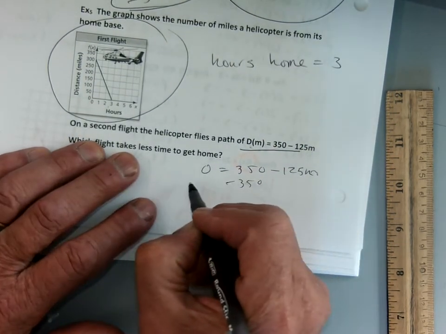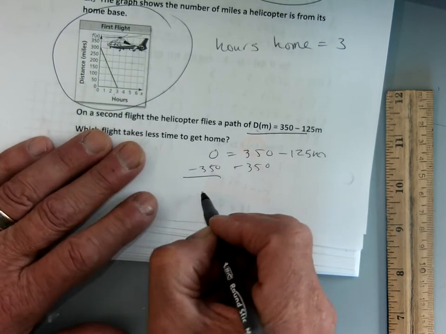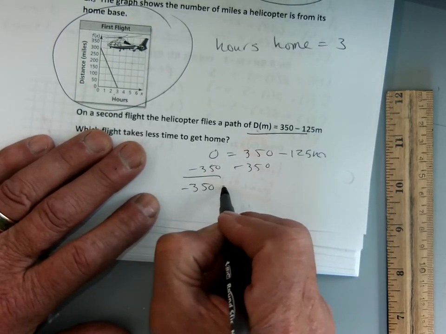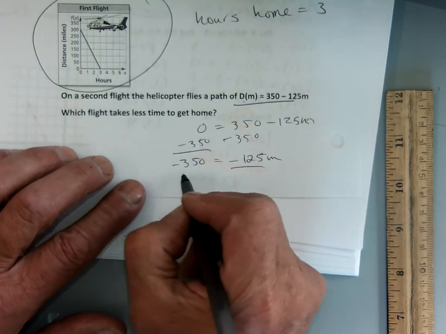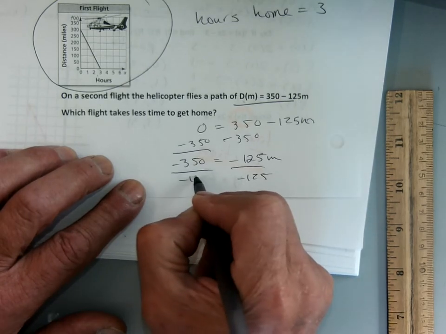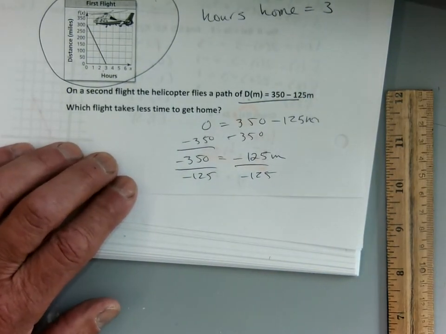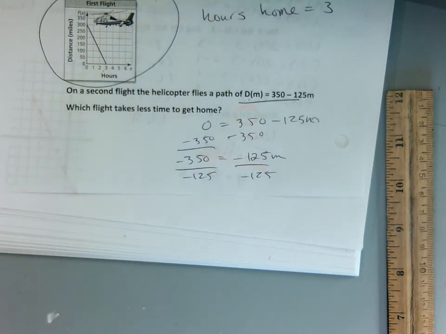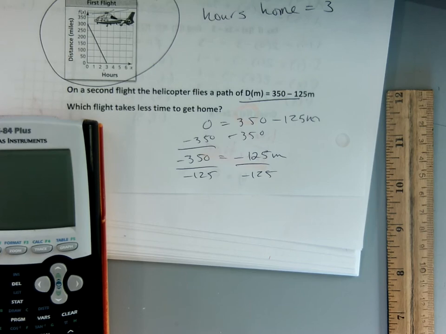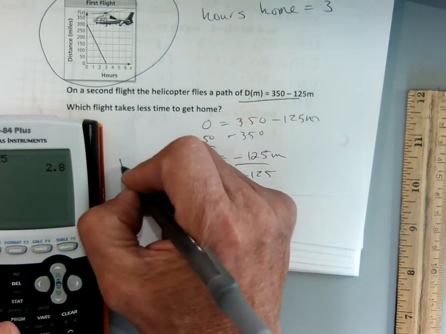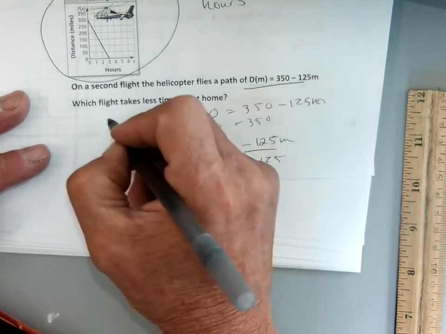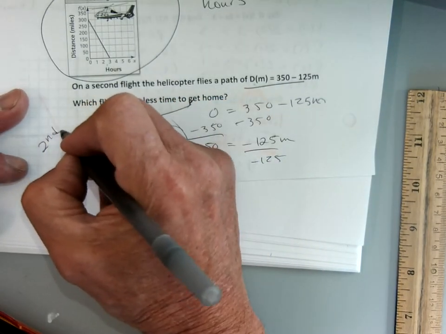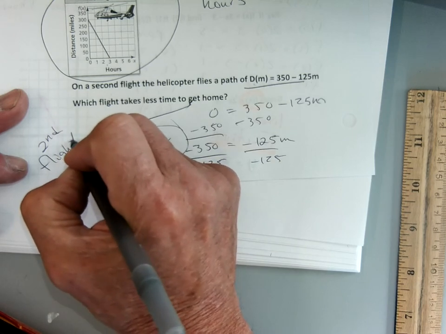Minus 350, minus 350. Negative 350 equals negative 125 m, right? Divide, divide. Need a calculator. Hold on, I got one right here. 350 divided by 125. Gotta get 2.8. So which one was faster? Obviously, the second flight, right? Second flight. Okay, what do you think?